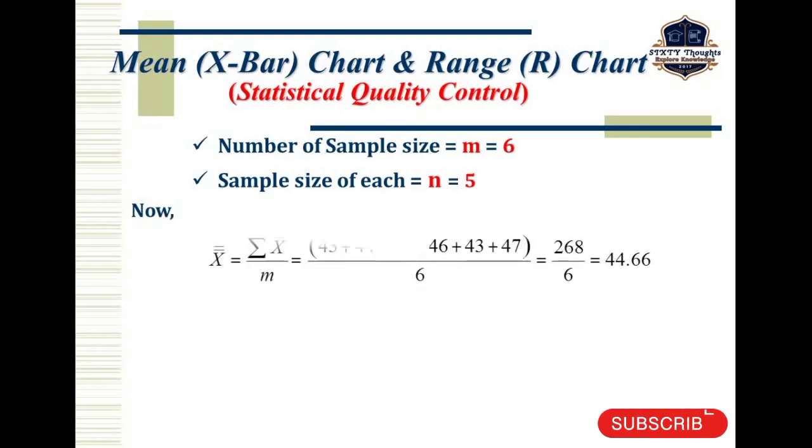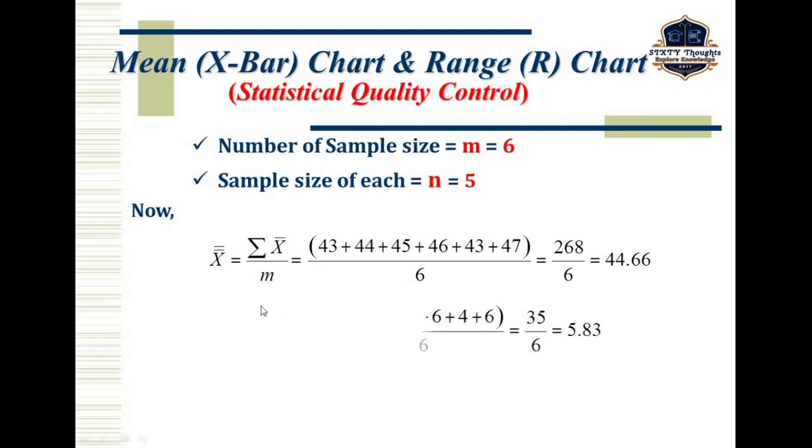So what is the X double bar formula? That is the sum of X bar divided by m. Adding all the revised sample mean values and dividing by 6. If we add all 6 values, we get 268 by 6. Simplifying this, we get 44.66. This is called the X double bar value.